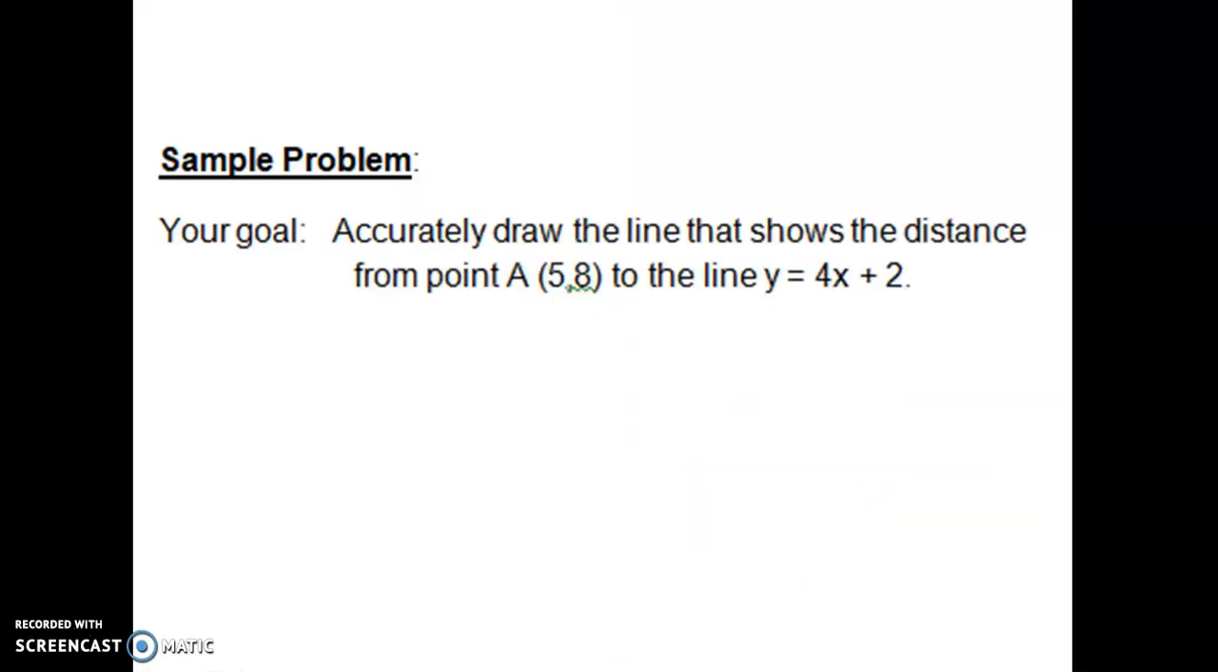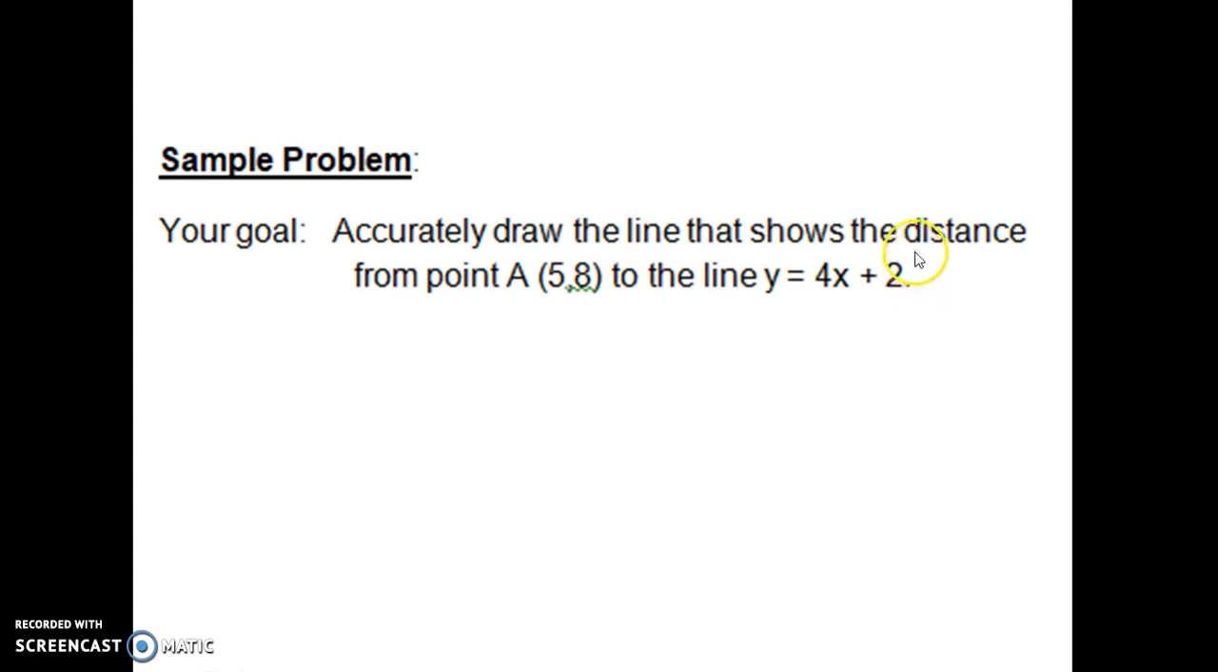Okay, you will need the notes page provided to you to complete this video. We'll do some work on the first two sides of the notes page. The sample problem begins with your goal. Your goal is to accurately draw the line that shows the distance from point A, which is (5, 8), to the line y = 4x + 2.